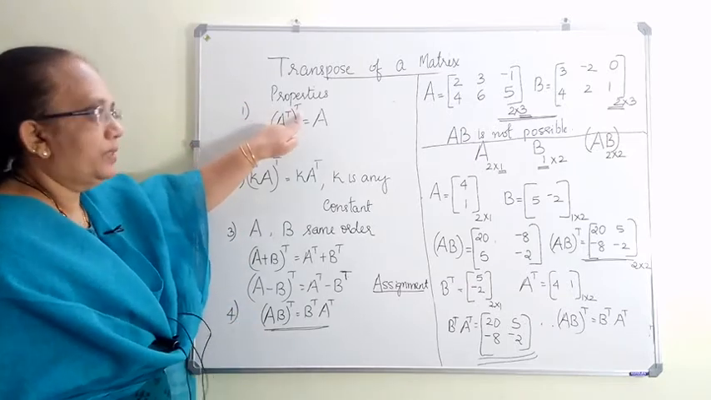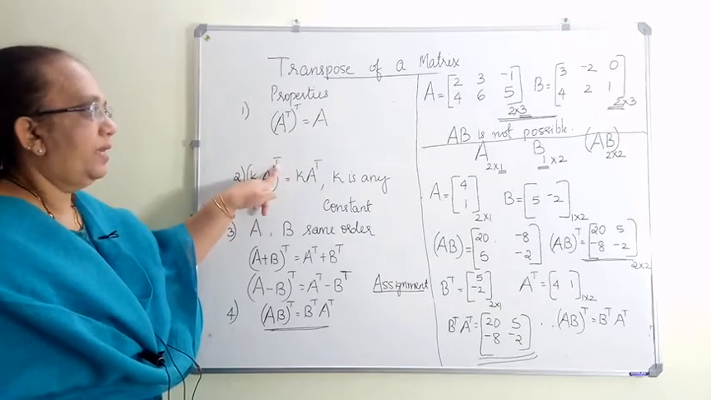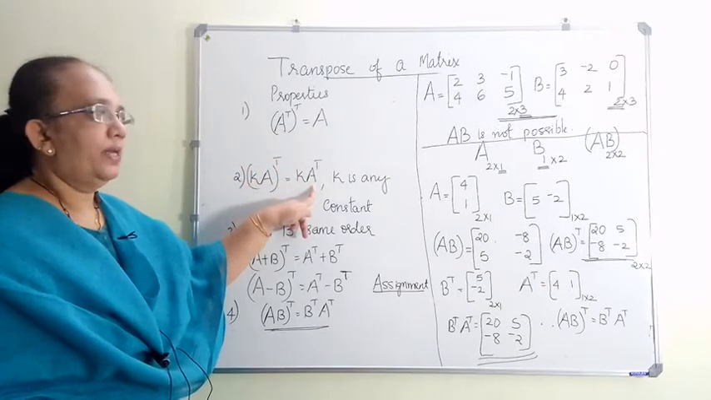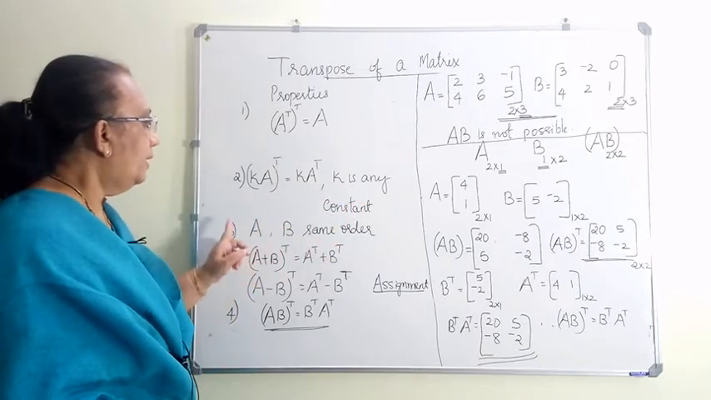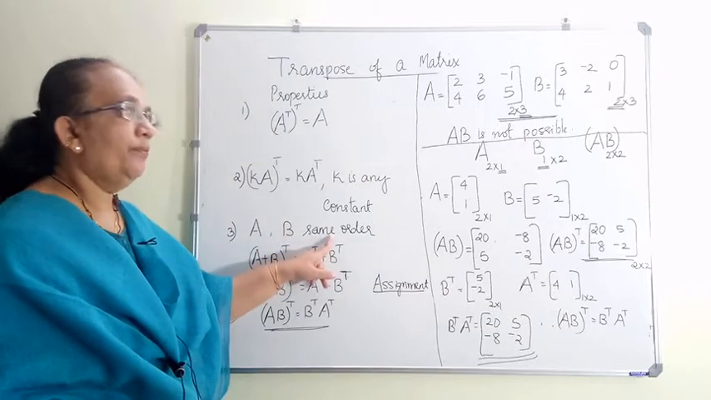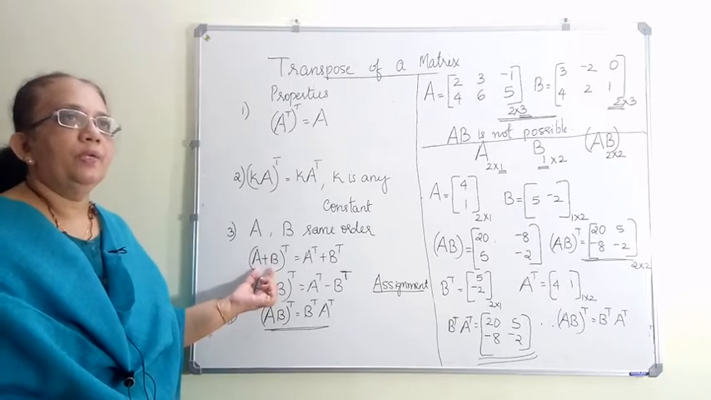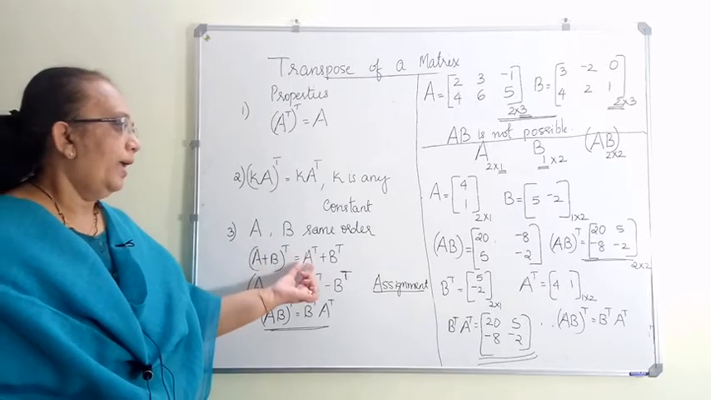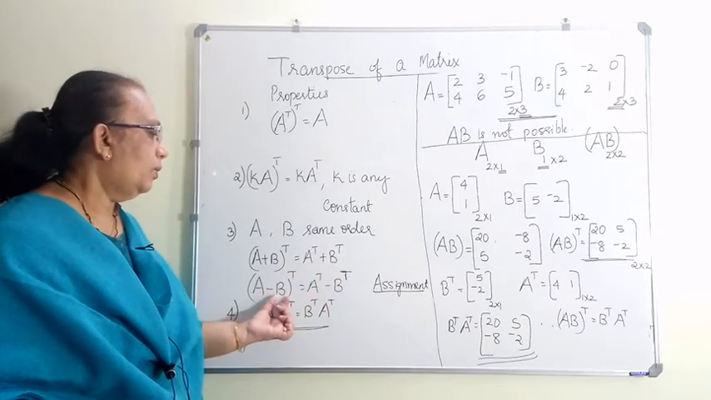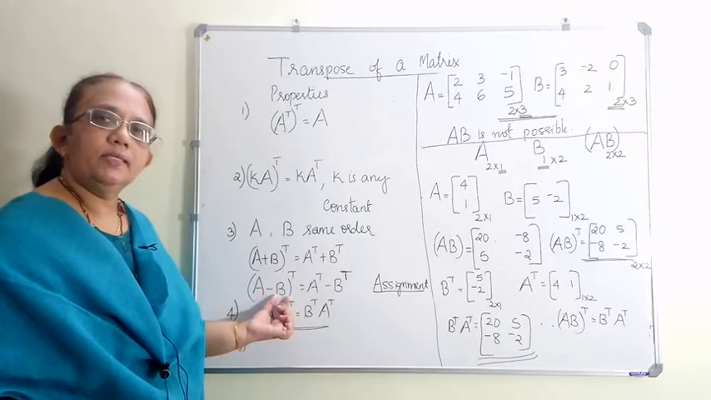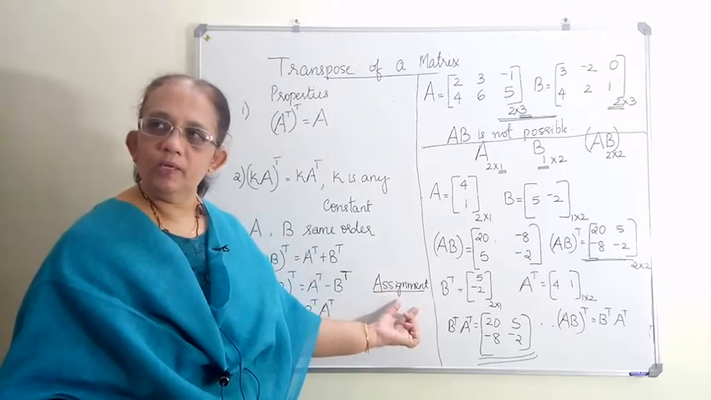A transpose the whole transpose is equal to A. kA the whole transpose is equal to k into A transpose, where k is any constant. Now third one, if A and B are of the same order, because we are considering addition and subtraction, (A + B) the whole transpose is equal to A transpose plus B transpose. We have done. (A - B) the whole transpose is equal to A transpose minus B transpose. This one I have given you as an assignment question.